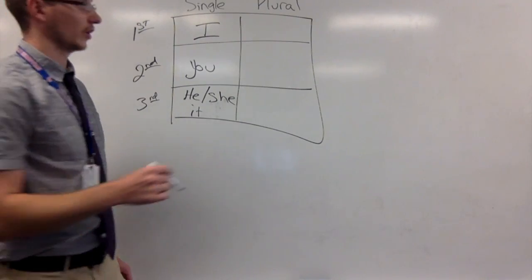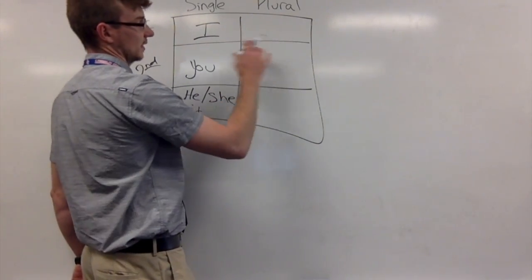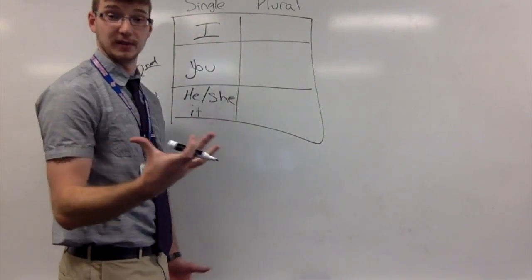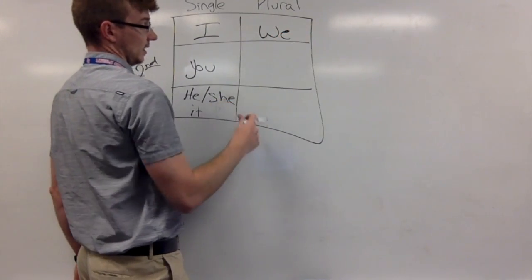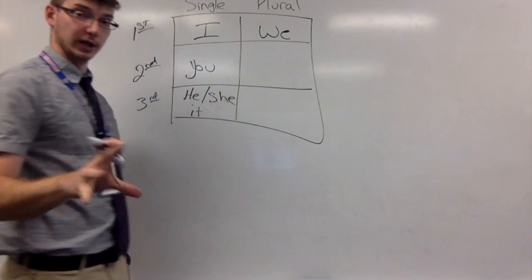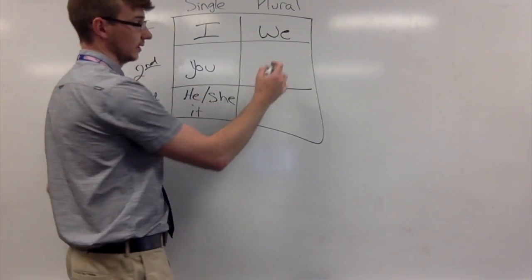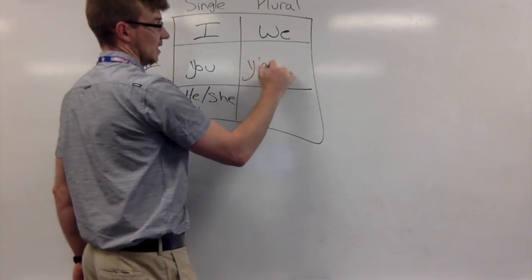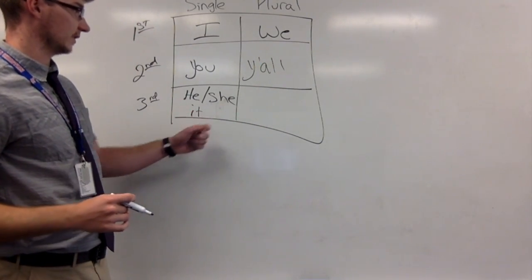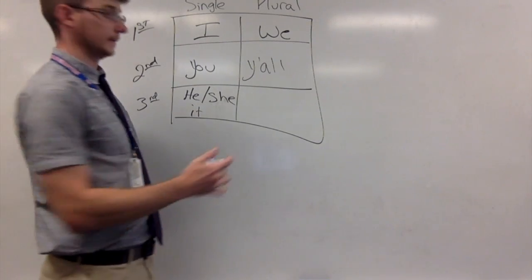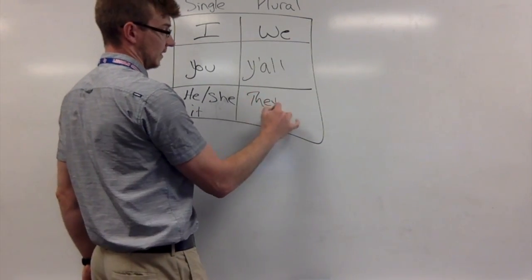Okay. Now we're also going to put the plural ones in here. The plural form of I. So if I'm in a group with other people, it's going to be we. If it is you and other people that you're in a group with, it will be y'all. We'll say y'all, sort of like Southerners do. Okay. And then he, she, and it, we are going to say they. Now, we already know that stuff.